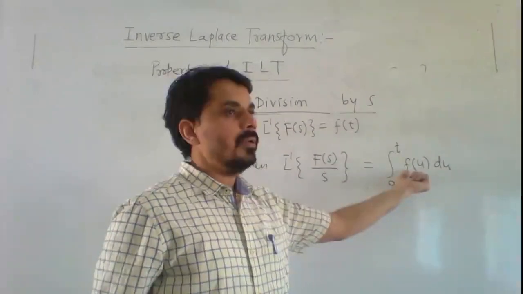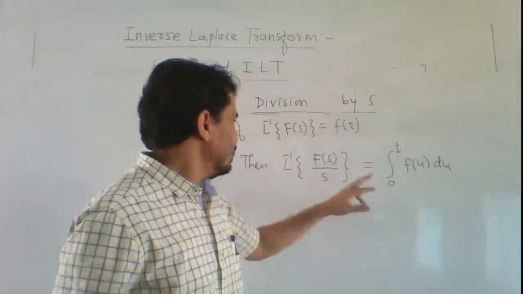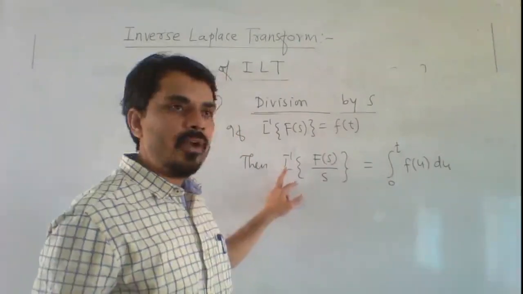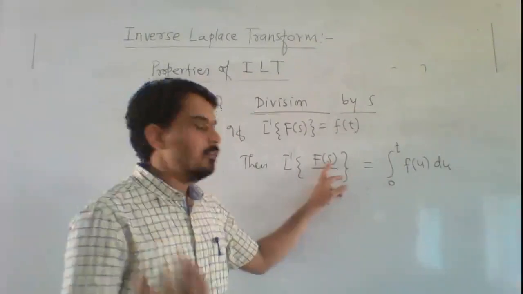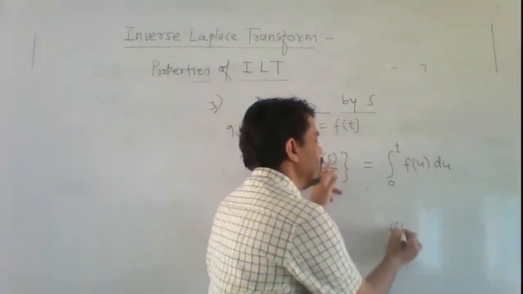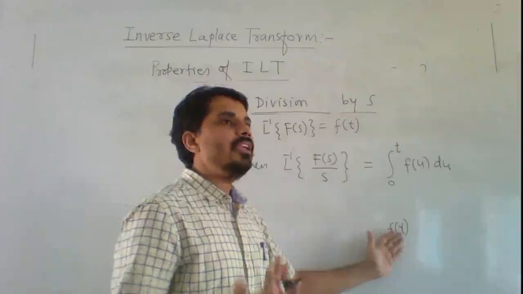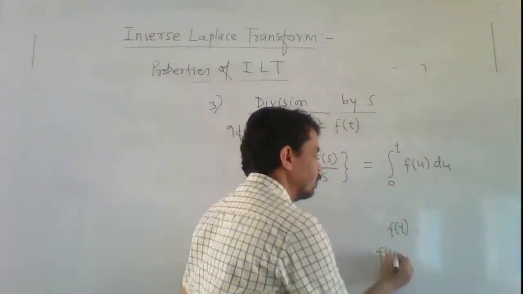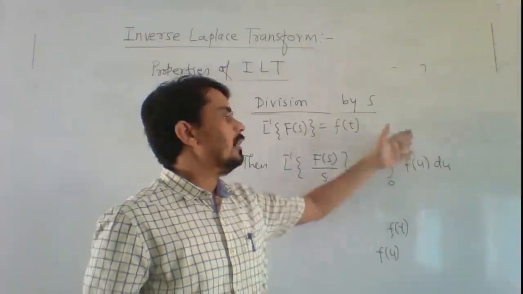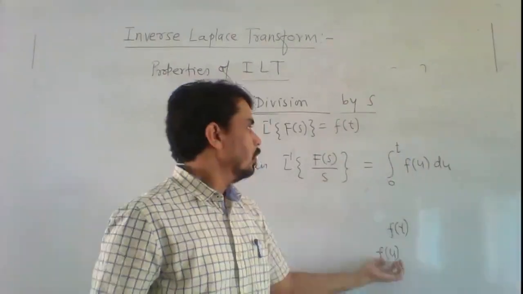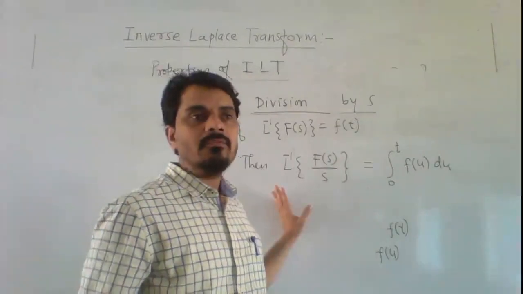So what is f of u? To apply this property, first we have to find the inverse Laplace transform of f of s. The inverse Laplace transform of f of s is f of t. Here replace t by u, then obtain f of u. Take that function inside the integral and integrate with respect to u and apply the limit, obtain the required inverse Laplace transform.